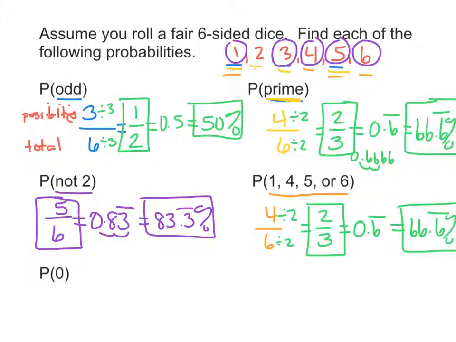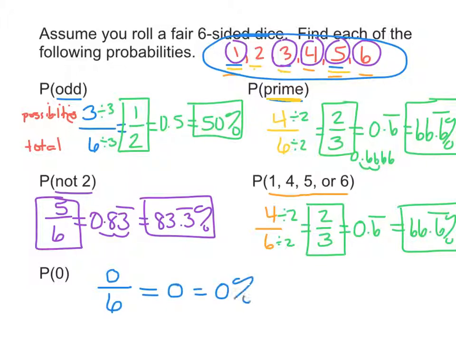All right, we're going to do one last example. We'll do this one in blue. The probability of rolling a 0. If you look up here, there are no zeros as an outcome. So we have 0 chances of getting a 0 out of the 6 possible outcomes. When you divide 0 by 6, you get 0, which is the same as 0%. So the probability of rolling a 0 is 0 out of 6, or 0%.